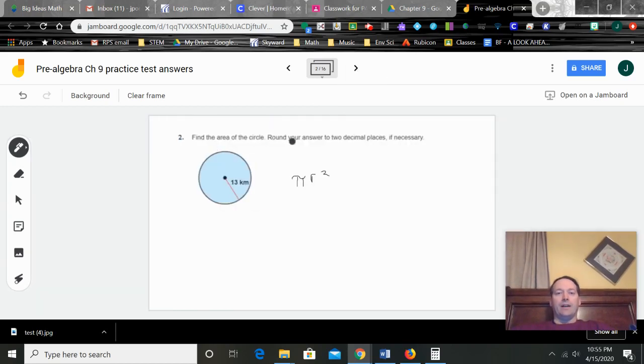Area of a circle, if you remember, is just pi r squared. In this case, we have a radius, so it's pretty nice. It's just 169 pi. This one, it doesn't matter which one you use, 3.14 or the pi button. It will give you the same answer of 530.66 kilometers squared.